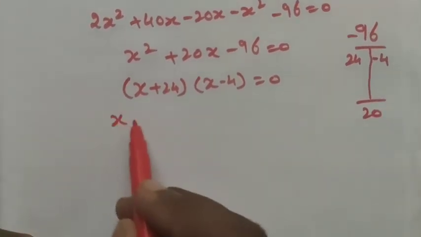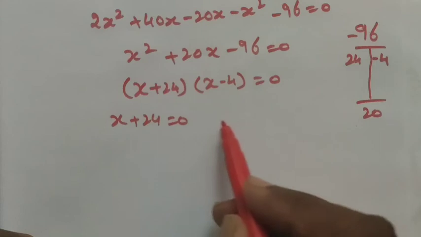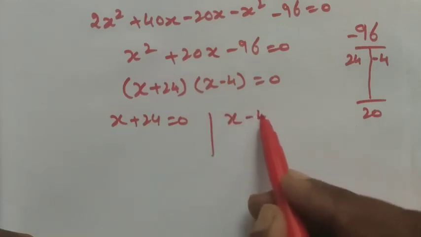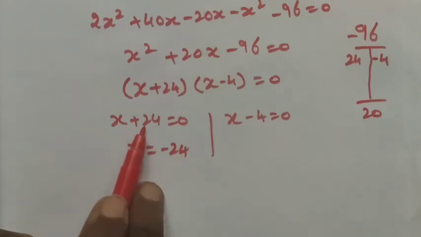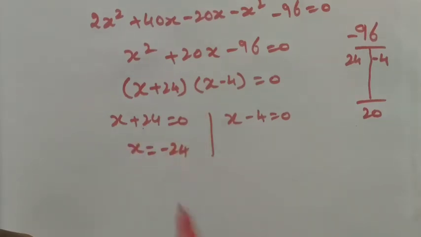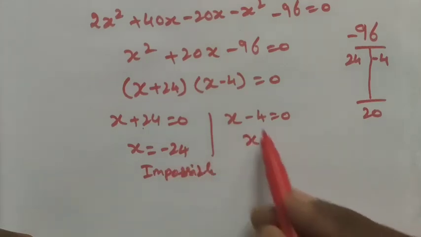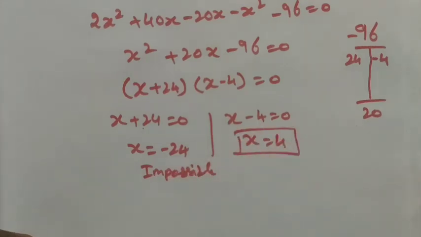Now X plus 24 is equal to 0 and also X minus 4 is equal to 0. Here, taking this 24 to the other side, we get X equal to minus 24. A negative value in counting or measuring is not possible, right? It is impossible. So X is equal to 4, that is the answer.